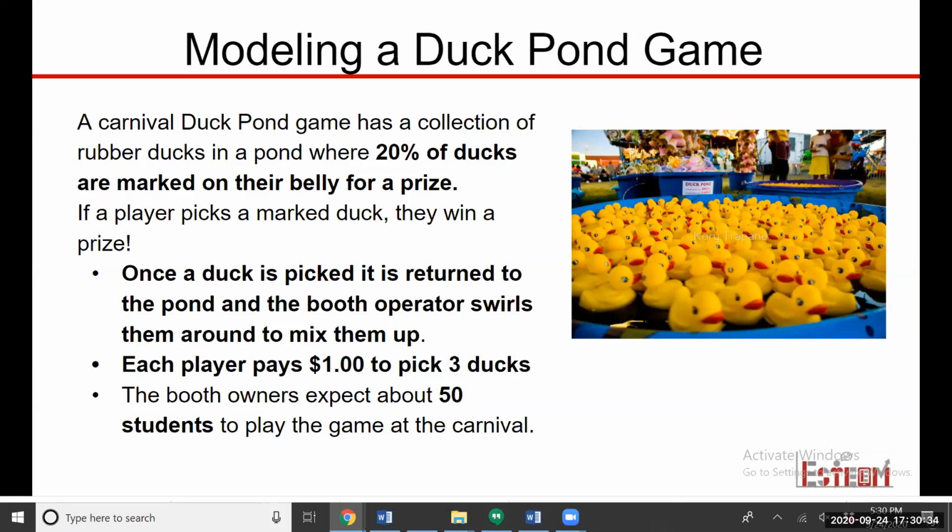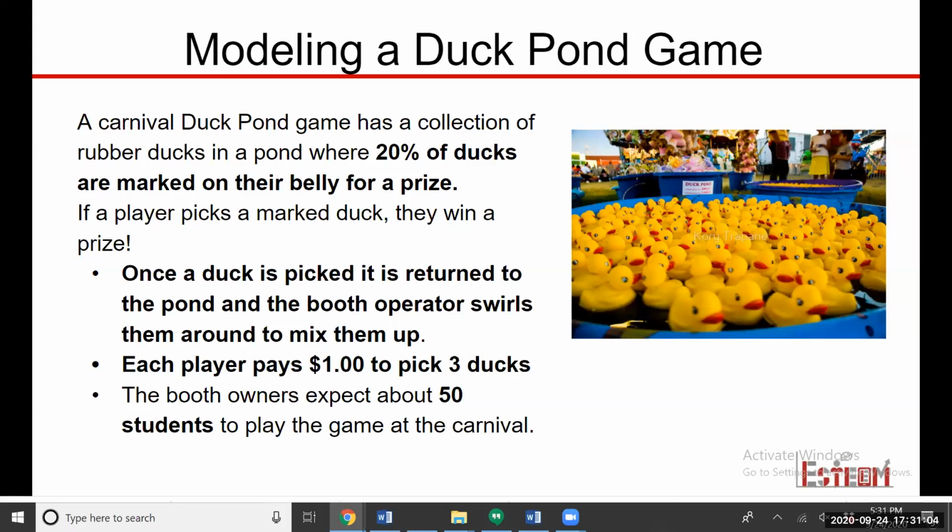What if everybody is winning at my game? So they each get to pick 3 ducks to pay $1. What I'd like to know is, if I expect 50 students to come and play, for every 50 students, how many prizes is it reasonable to expect to give away? Am I giving away too many? Is there too many being won?